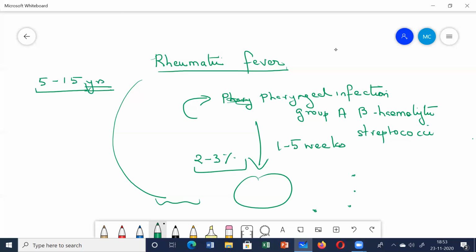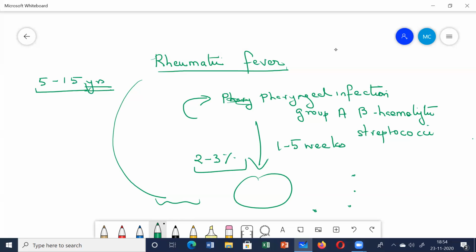One more query which you can think about, that is, what if I get a skin infection with beta hemolytic streptococci? I don't develop a pharyngeal infection, but I develop a skin infection with streptococcus. Will that also carry a risk of rheumatic fever? Again, your answer will be no. Only when there occurs pharyngeal infection due to beta hemolytic streptococci can you develop rheumatic fever, and even that, the chances are only 2 to 3%.